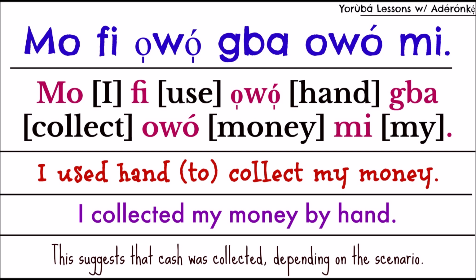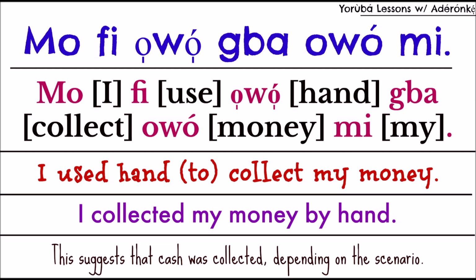It wasn't a transfer or anything. I collected my money by hand. Mo fi ọwọ́ gba owó mi. You can say this in the passive voice as well, and you typically say it in the passive voice when you're responding to a question. So ọwọ́ ni mo fi gba owó mi would also be correct if you don't say mo fi ọwọ́ gba owó mi.